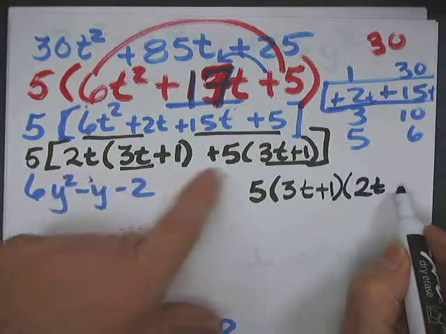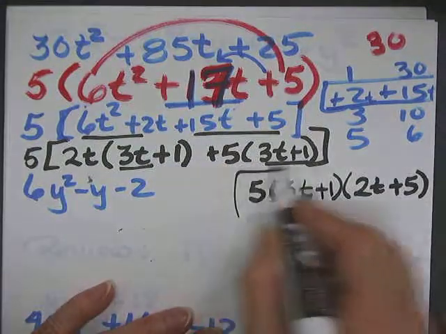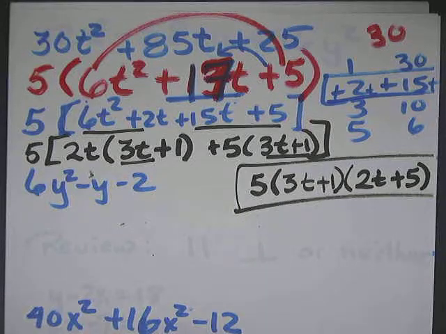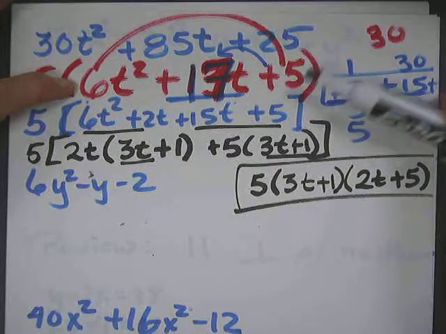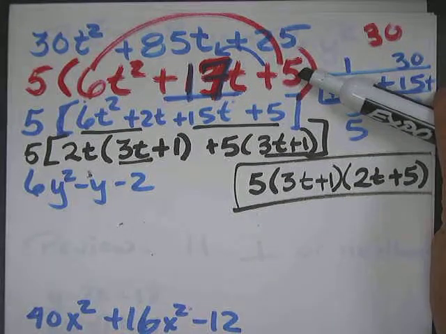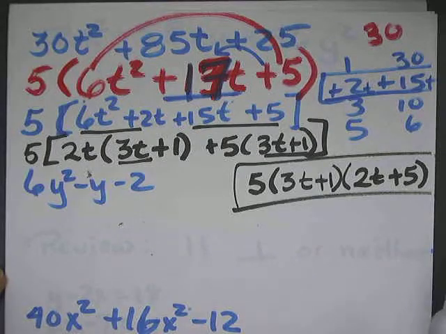So, since my next problem's here, I'll write it over here. You have the 5, and they have what? 3t plus 1 in common. 3t plus 1 is multiplied by 2t, and that one is times positive 5. There's your answer.